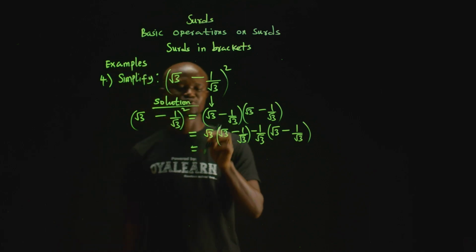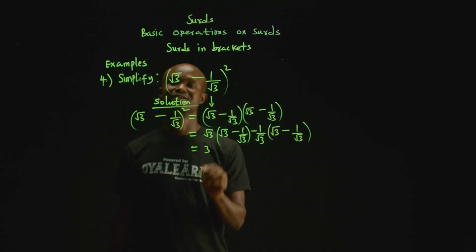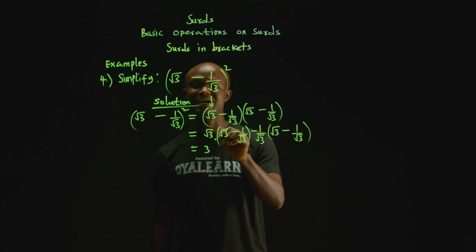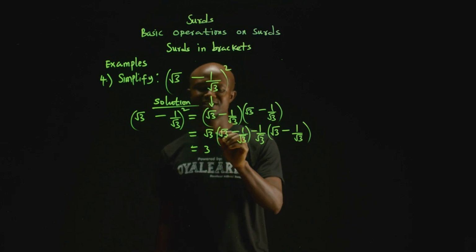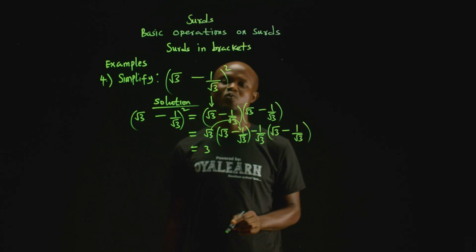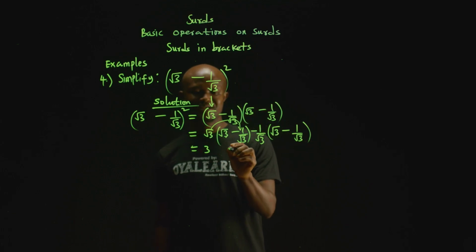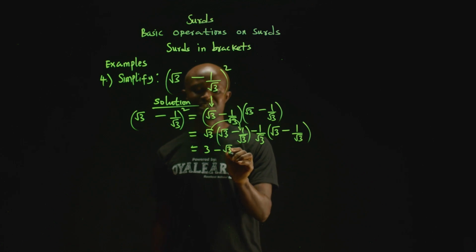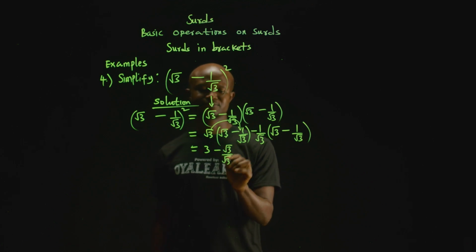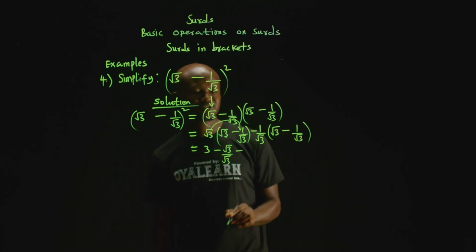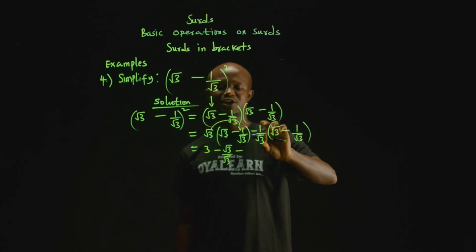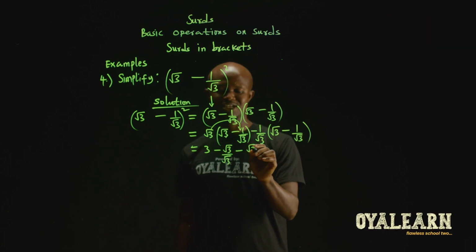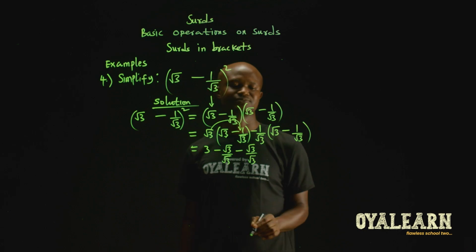Root 3 times root 3 will give us 3. Now, this is the multiplier root 3. Multiply the first one, we have 3. This same root 3 will multiply 1 over root 3. Now, we are going to have root 3 times 1, the numerator, that will be root 3 over 3. Then minus, what do we have? The same thing. Minus 1 over 3 times root 3. What are we having? Minus root 3 over root 3.